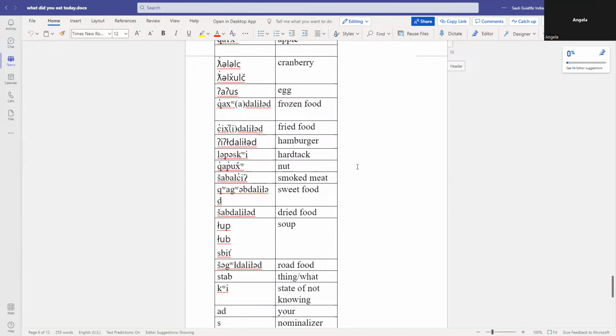The word for nut is chapoch. Apoch. Sorry, not the apoch. Again, it's mimicking the sound when you're eating the thing, is how I see that one.